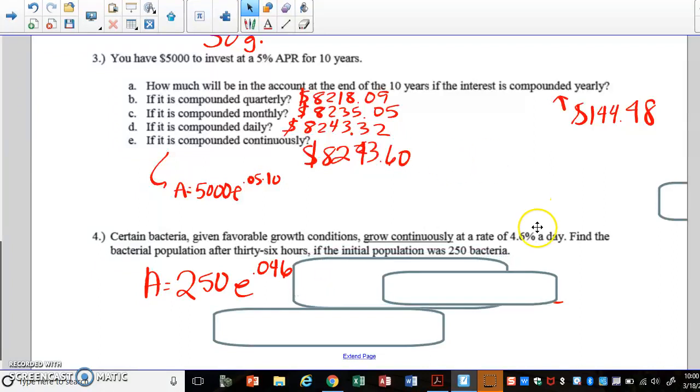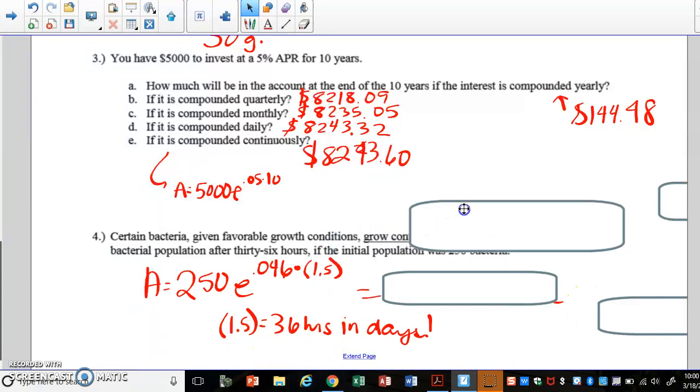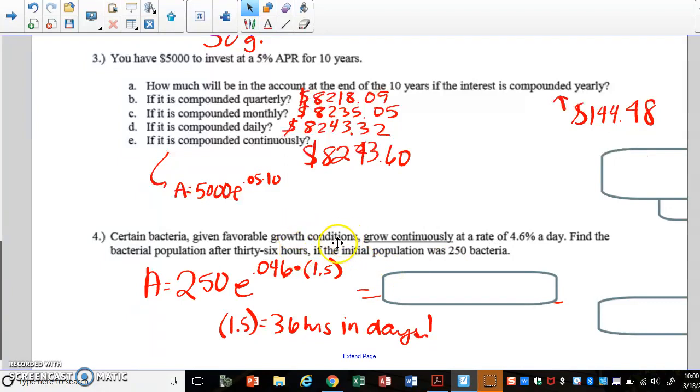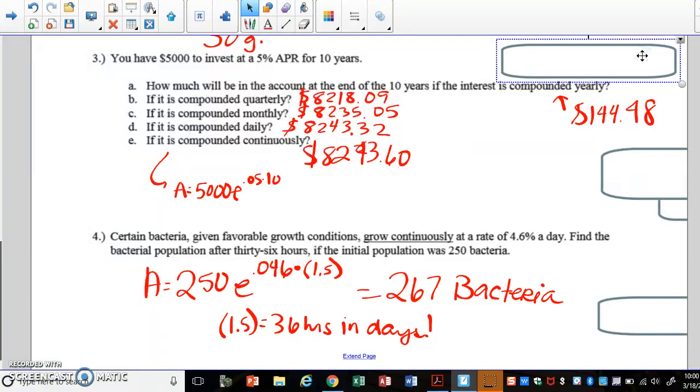What is my time here? Because I have 4.6% a day, but I'm told to find after 36 hours. So we would have to write our 36 hours as days. So 36 hours is 1.5 days. So that's why I multiply it by 1.5. 0.046 times my time, which is 1.5 days. And when I multiply all of this out, I get 267 bacteria. Okay, that concludes all of the practice problems.